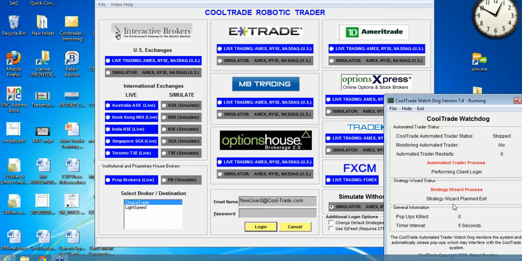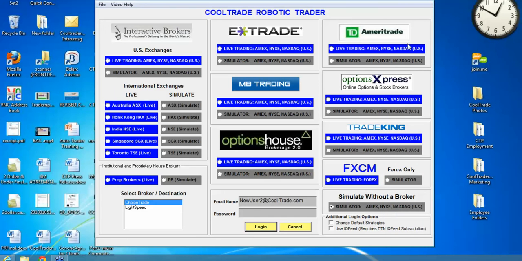And let me talk about this for a second. The watchdog over here to the right is always there to give you the status of the program. It's going to tell you what's going on. The CoolTrade system is actually 12 programs all running together in unison, and so it's always going to tell you what it's doing. Right now it's performing client login, and that's the page here. If you want to hide that, you can just click hide.